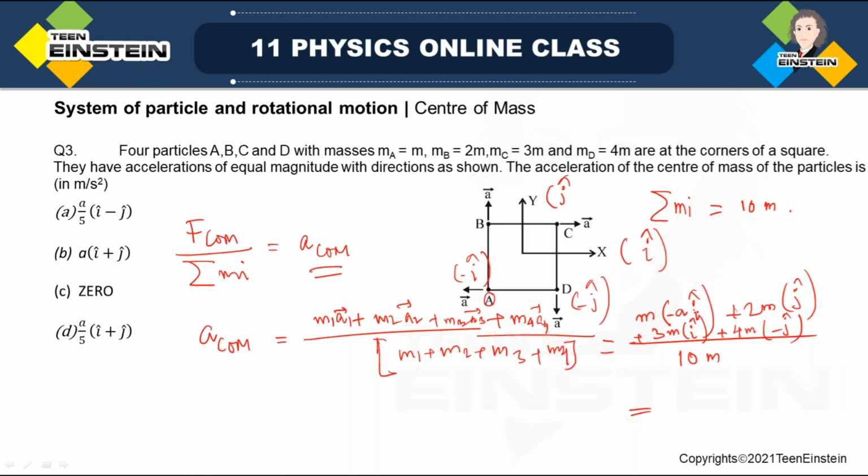And look, the m's will get cancelled, and if I just add the i component, then we'll get 2m a, the minus sign i cap, oh sorry, this will be plus sign i cap, and j cap, this is minus 2m a into j cap, divided by 10m.